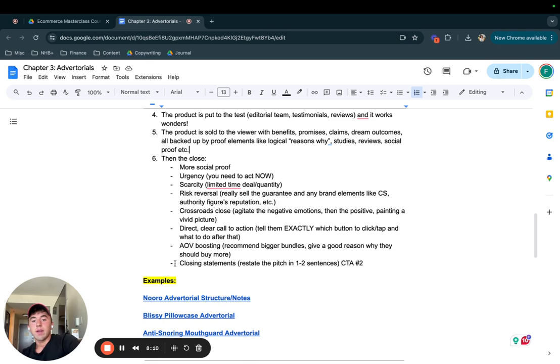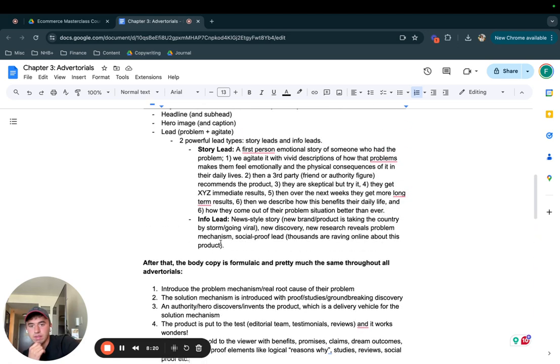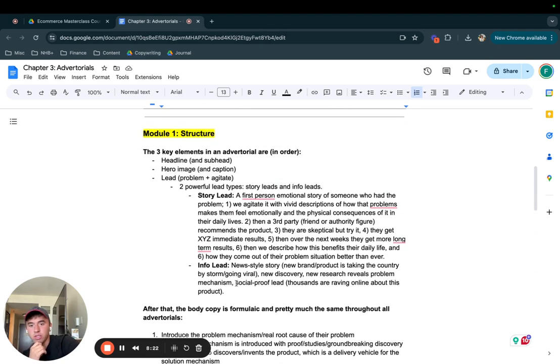And then we do the second CTA, which is the same thing, just a clear direct CTA. So click the button below and get your product now. So this is essentially the body of the advertorial, the above the fold, even though the lead is often not above the fold, it's like the trifecta, right? That's very, very powerful. This is what's going to capture the attention.